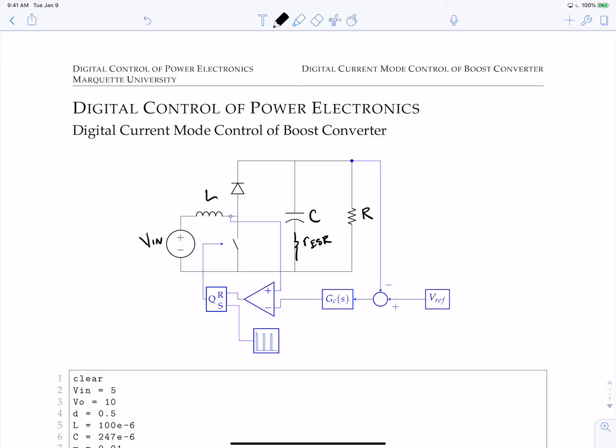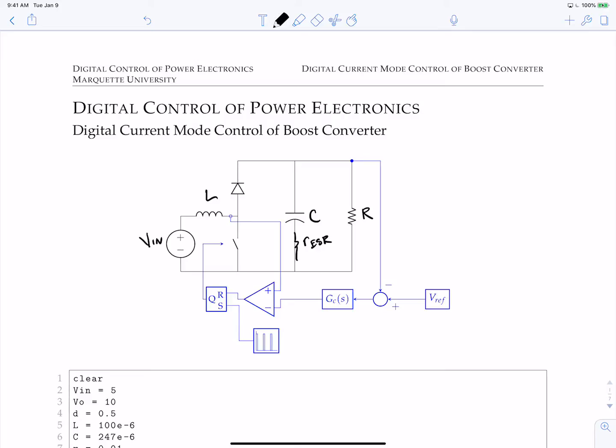In this section we're going to talk about the digital current mode control of a boost converter. Namely, from the previous section we're going to convert our continuous time controller to a couple of different digital controllers, see the difference between them, and also look at the type of response that we get from them.